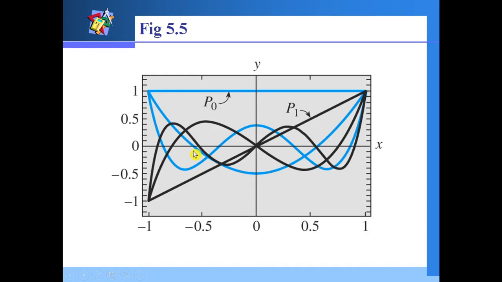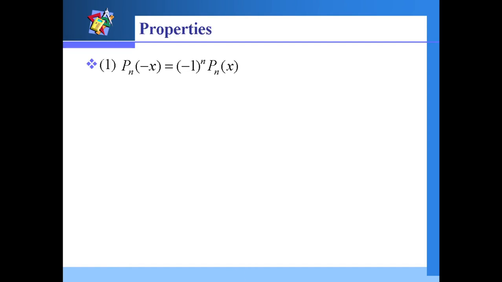This is the graph, a very important graph of the Legendre polynomials. Here is the P0 graph and the P1 graph is here. The values increase in this series and these values increase in this series. This is the x-axis, this is the y-axis, and these are the graphs of these functions.